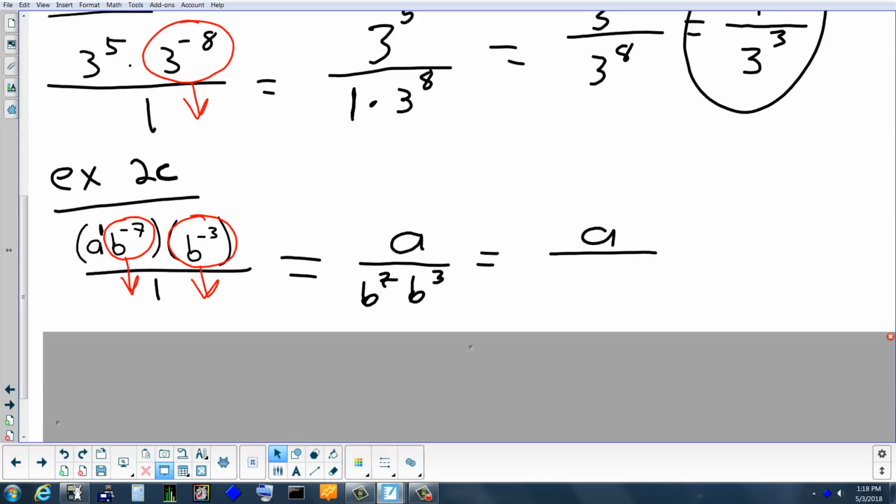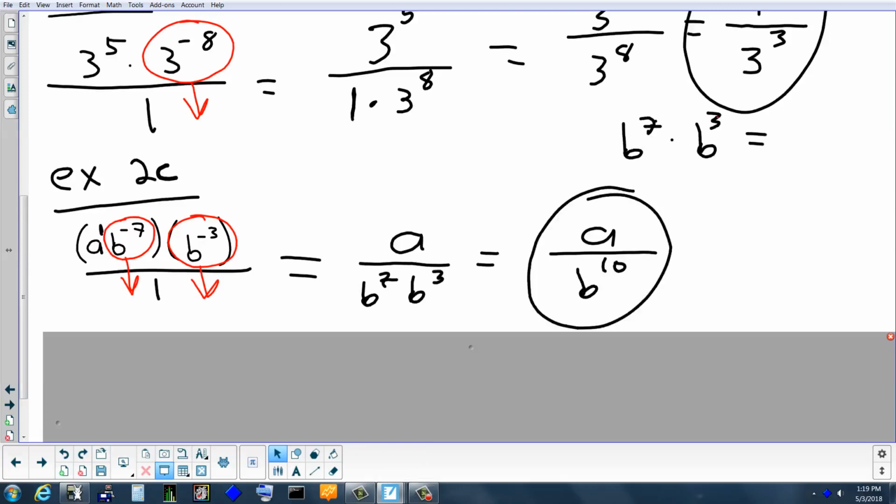Now look at the bottom. B to the 7th times B to the 3rd. What's the rule when you have something like this? You add the little tiny numbers. What do you get? B to the 10th. Now, A has an exponent of 1, right? Yes. Can I do 10 minus 1 and write the 9? No, the bases aren't the same. That's A, that's B. You can't combine an A with a B. That's all you can do.